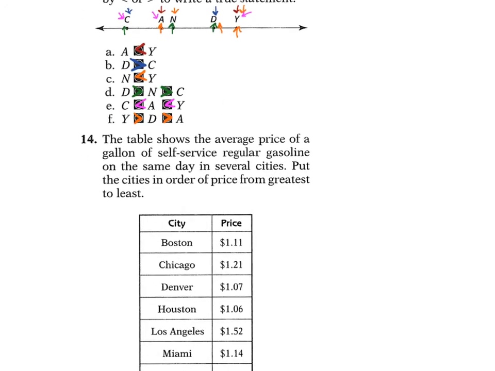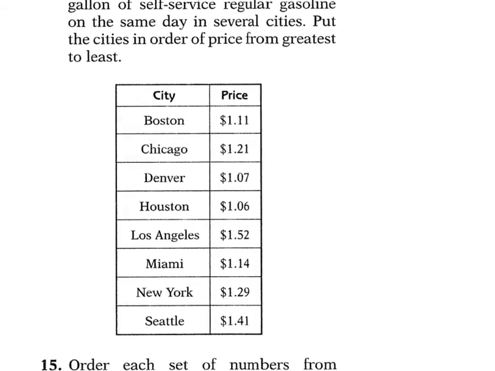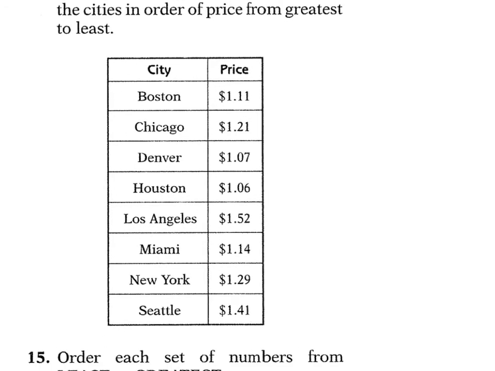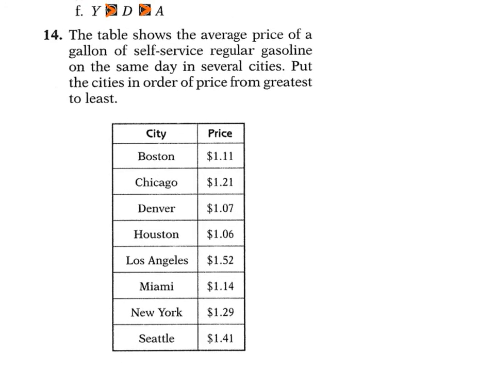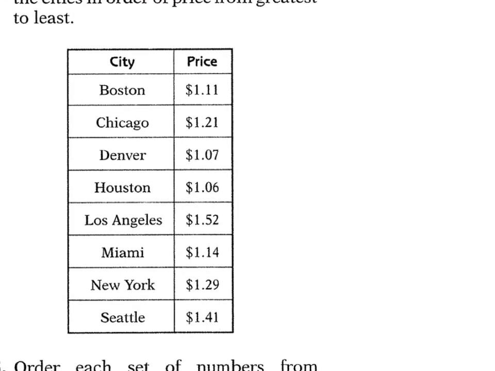For 14, it says that the table shows the average price of self-service regular gasoline on the same day in several cities. Put the cities in order of price from greatest to least. So we have 1.11, 1.21, 1.07, 1.06, 1.52, 1.14, 1.29, and 1.41. We're going from greatest to least, so we want the highest one first.